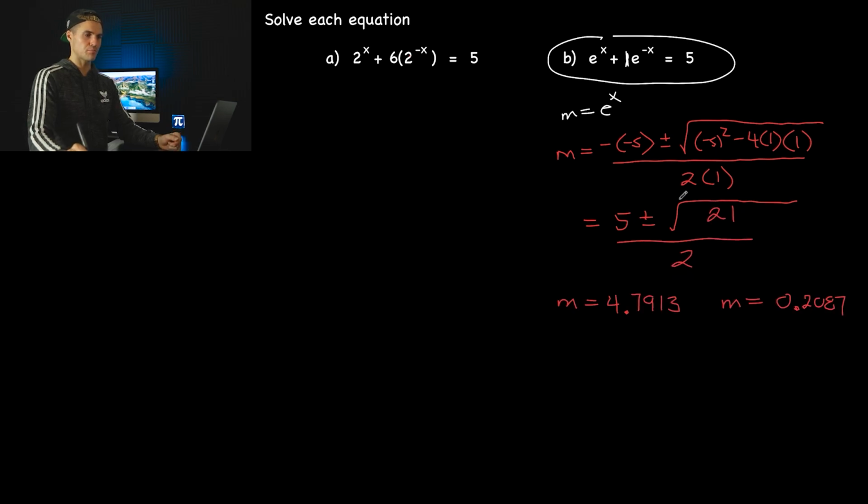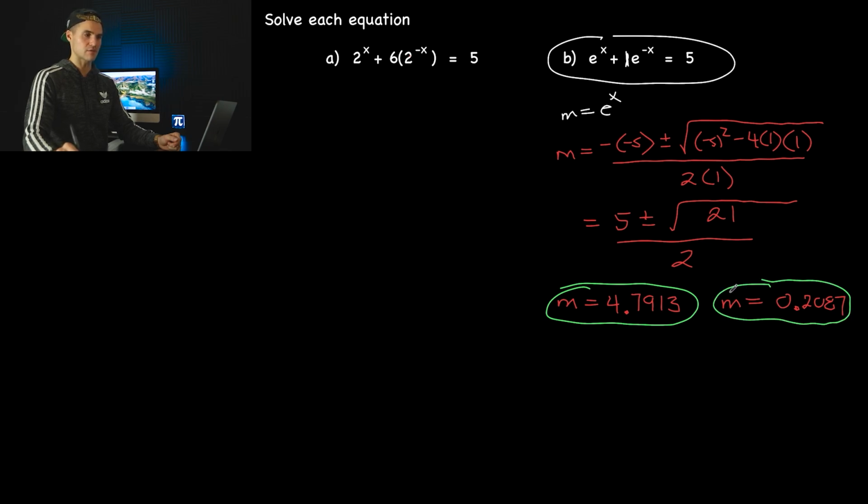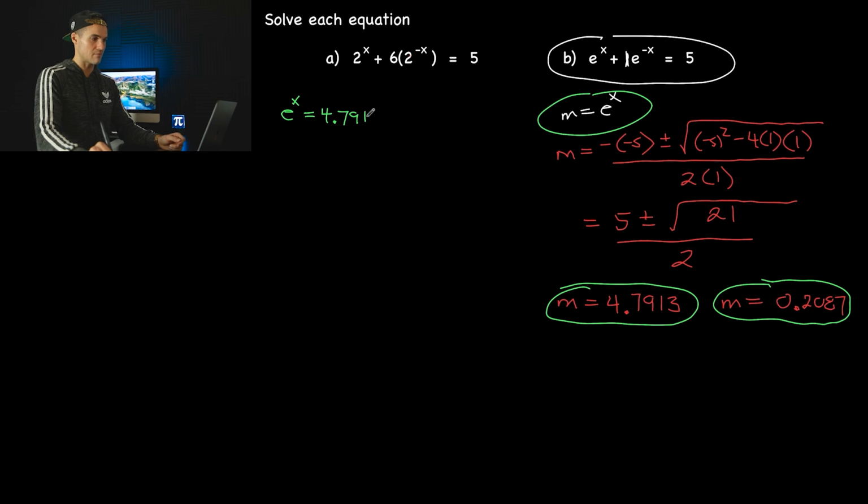And when you put it through the quadratic formula, because of the plus or minus, you're going to get two solutions: an m value of 4.7913 and an m value of 0.2087. But remember, we're not solving for the m value. We're solving for x. m was just temporarily here for e to the x. So what you have to do is bring back that e to the x and sub it in for the m values, and then you have e to the x equals 0.2087, like that.